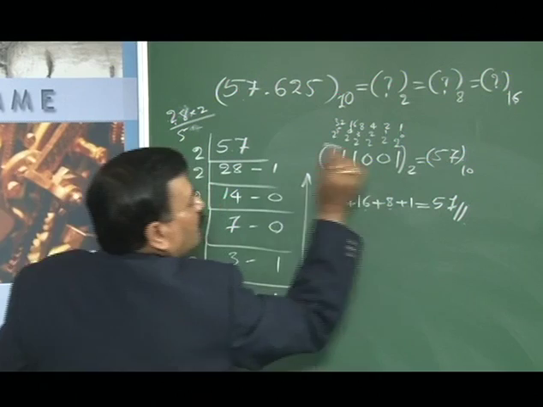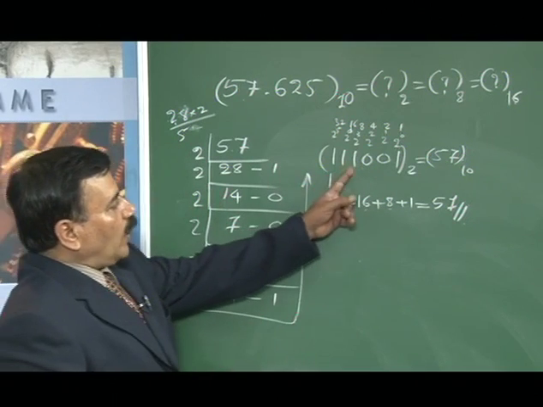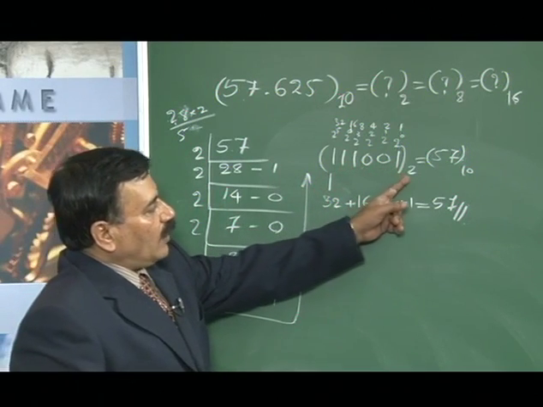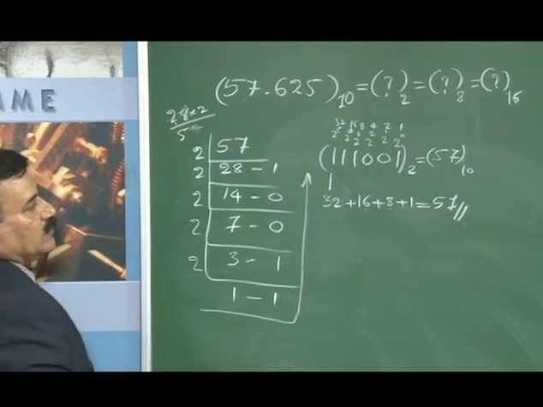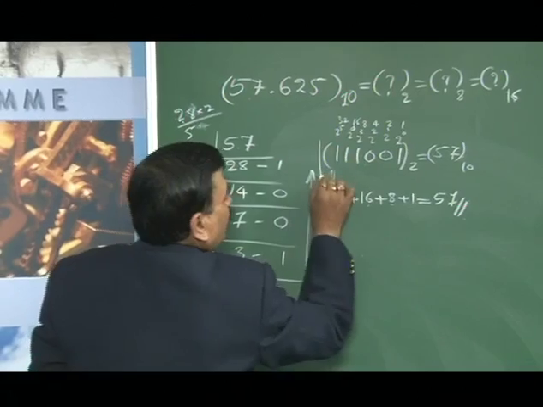So the binary number 111001 is equivalent to 57 of decimal. So this is very important for us now.